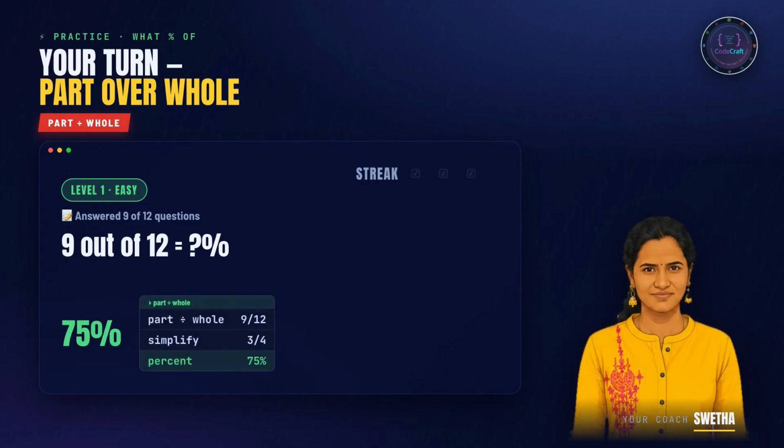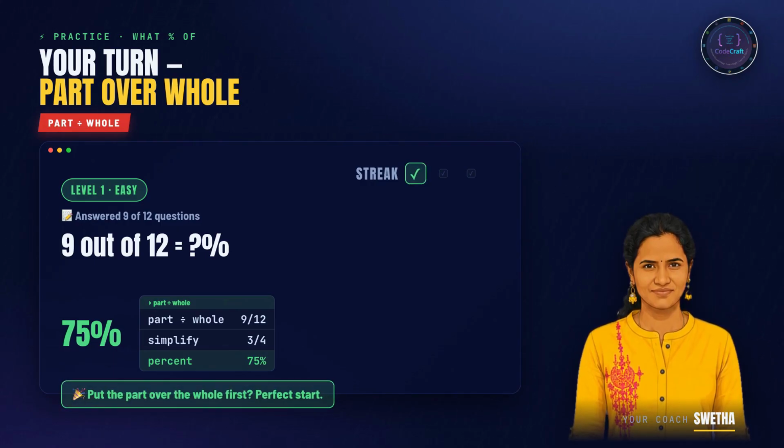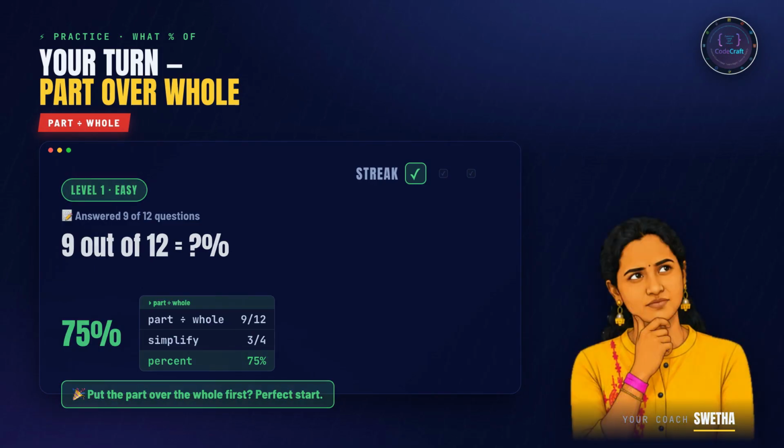9 over 12. Simplify. Both divide by 3. So that's 3/4. 3/4 is 75%. If you set it up as part over whole and then simplified, that's exactly the habit we want.